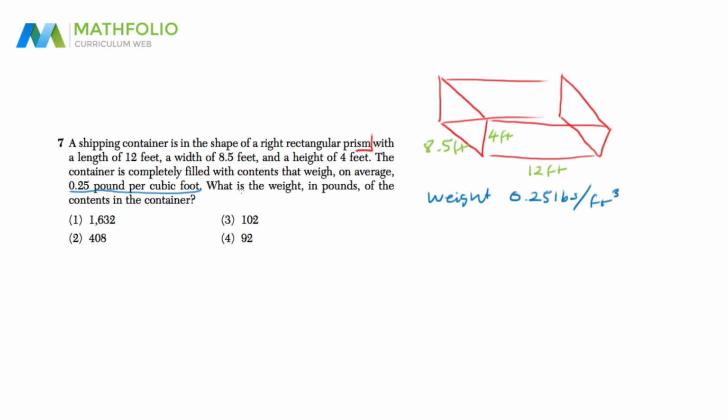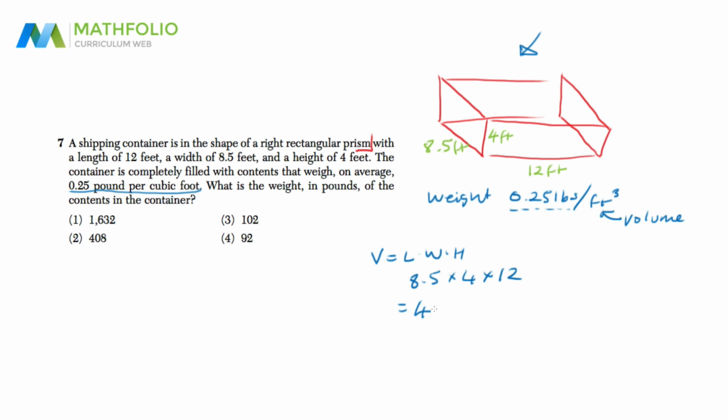So the question says, what is the weight in pounds of the contents of the container? So cubic feet is the volume. So if we can find out the volume of this entire container, they told us it's full. So when we find the total volume, we can just multiply that by the 0.25. So the volume of a rectangular prism is length times width times height. So it's going to be 8.5 times 4 times 12. So when I plug all of those numbers in, 8.5 times 4 times 12, I get an answer of 408.